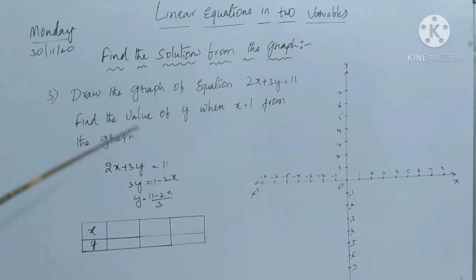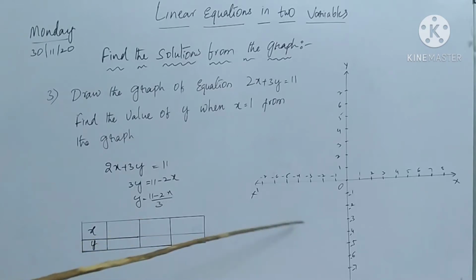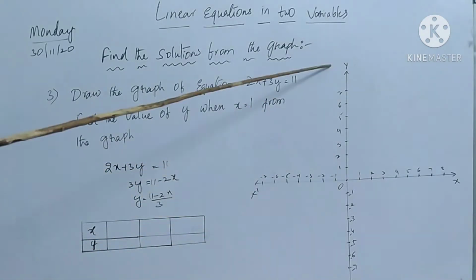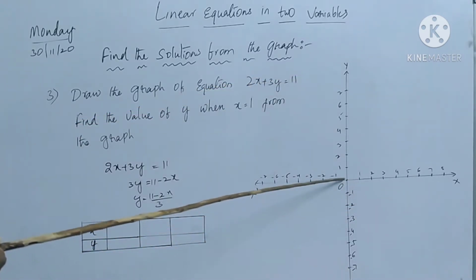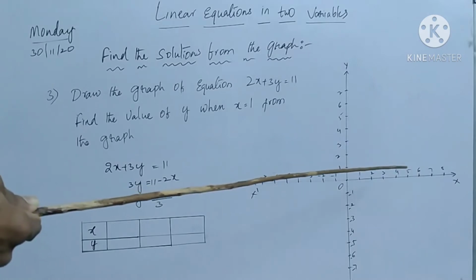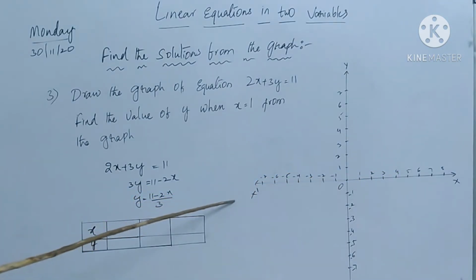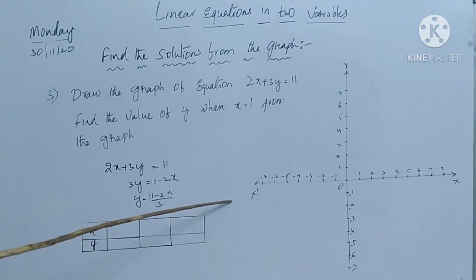Here, this is our given equation: 2x plus 3y is equal to 11. Transpose the terms and y is equal to (11 minus 2x) by 3. So this is our graph. Here the vertical axis positive values are called y and negative is called y dash, and the horizontal axis positive values are called x and negative is called x dash.